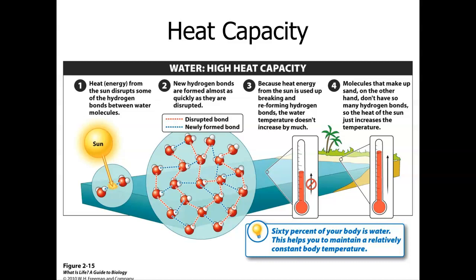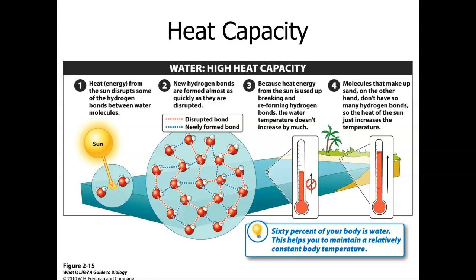Because heat energy from the sun is going to be used up breaking and reforming hydrogen bonds, the water temperature doesn't change as much. The molecules that make up the sand, on the other hand, don't have as many hydrogen bonds, so the heat of the sun just increases the temperature of that sand. So if you've ever been to the beach and you start walking across the sand, that's why the sand heats up so quickly, but the water does not.